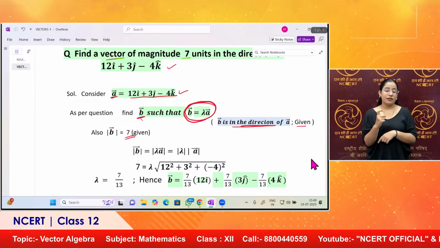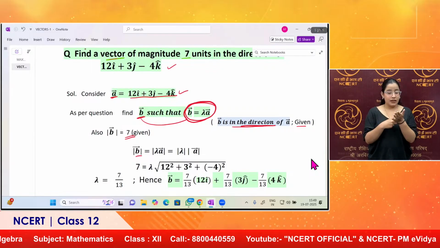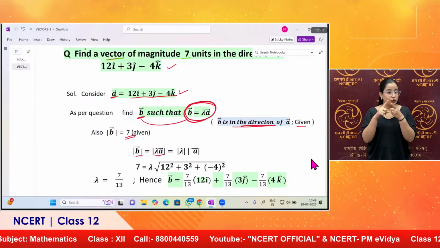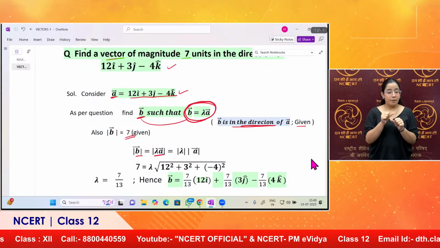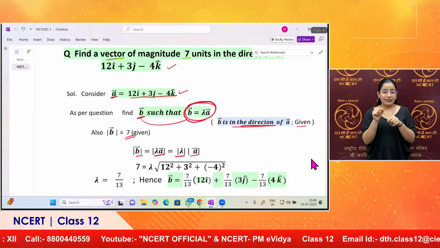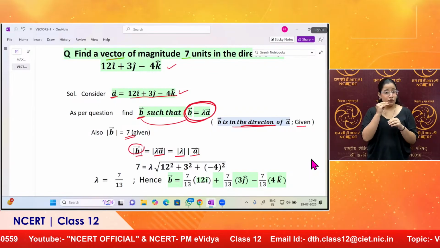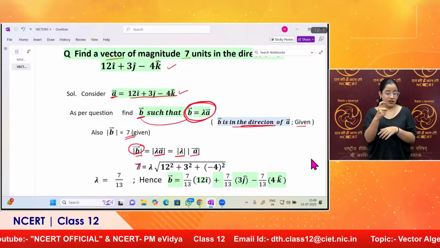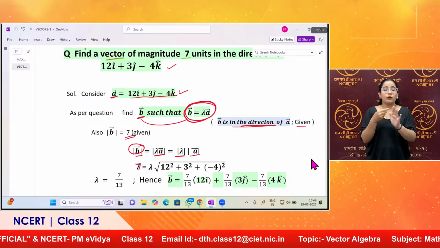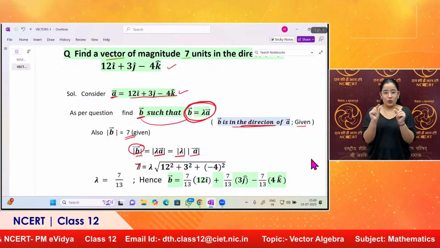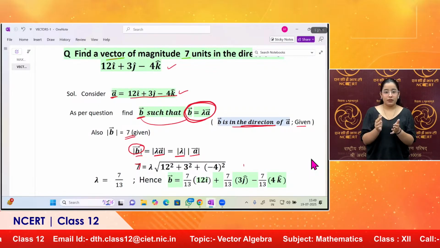So let us now sum up the whole thing. That is, vector B is lambda times A. So the magnitude of vector B and the magnitude of lambda A will also be the same. The magnitude of lambda A is nothing but the magnitude of lambda multiplied by the magnitude of A. And the information we have is that vector B's magnitude is 7. So this expression is giving us the value of lambda. एक equation बन जाता है and that equation is helping us to get the value of lambda. So बन गया ना हमारा vector B.